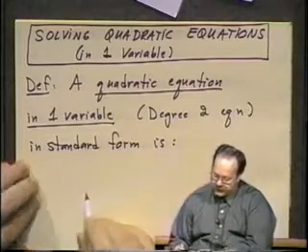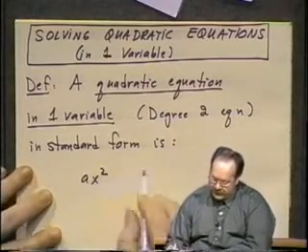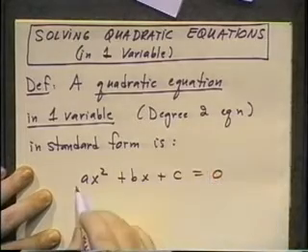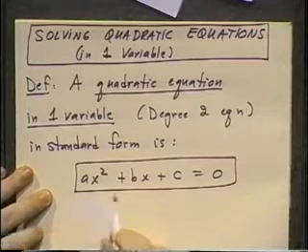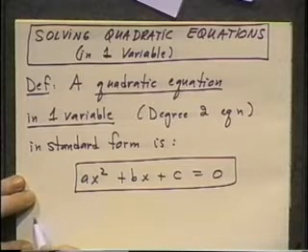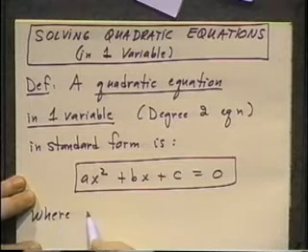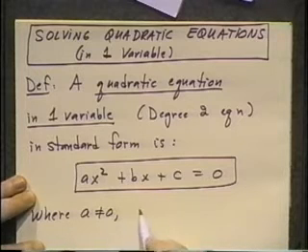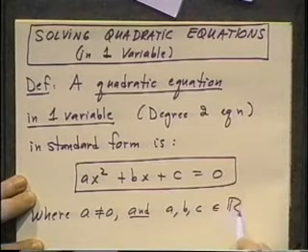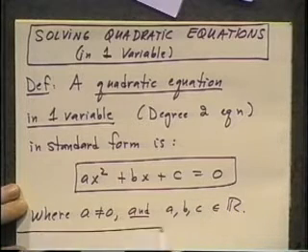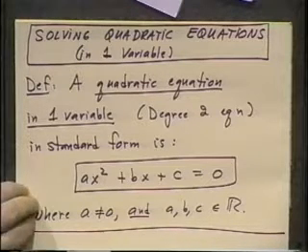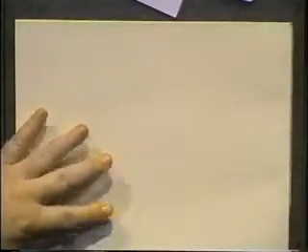Standard form is very important, especially now with quadratics: ax squared plus bx plus c equals 0. So here on the left, we have a quadratic. The degree has gone up by 1. It's gone up to 2. Of course, we want a not 0 as usual. And, of course, a, b, and c are real numbers. So we're not talking about complex numbers here. All right. There's the definition. Now, let's see where we're going to go from here.